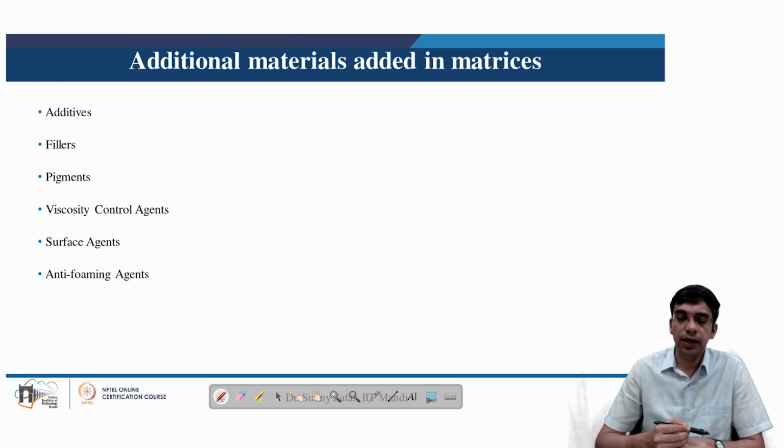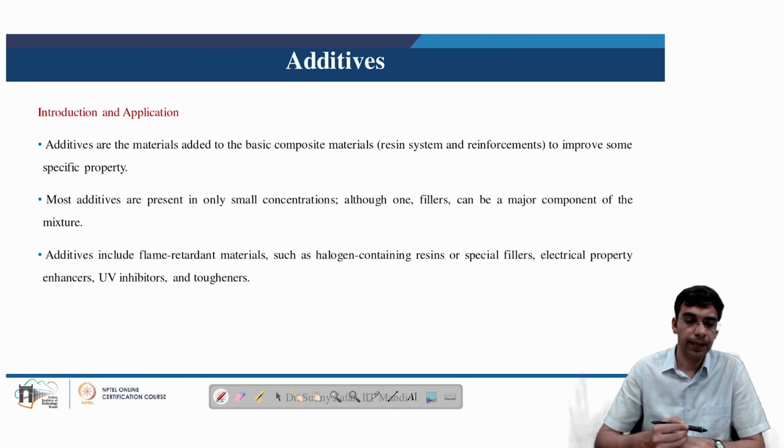Next are certain other additives which are added in the matrix to enhance several other properties of the matrix, and they overall contribute to enhanced functionality of the polymer composite. So these include additives, fillers, pigments, viscosity control agents, surface agents, and anti-foaming agents. So we will see in detail each of these and what role each plays in the polymer matrix.